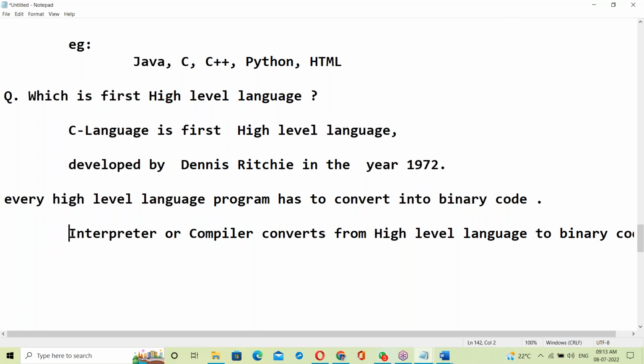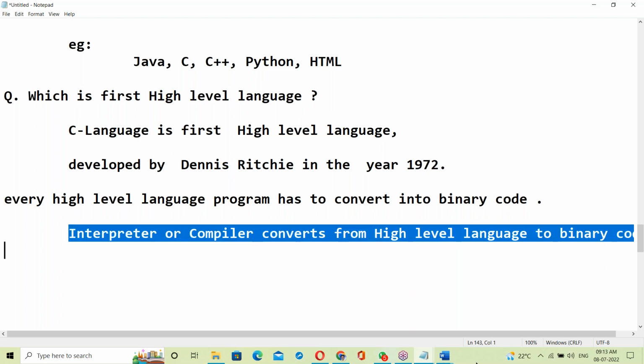So what is an interpreter? What is a compiler? Both convert from high level language to binary code, but there is a difference. There are many differences between an interpreter and a compiler.